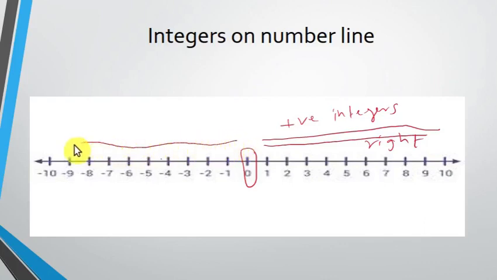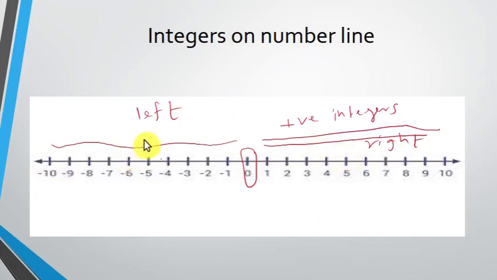-1, -2, -3 are negative counting numbers. They are called negative integers. They lie on the left side of the number 0. The number line goes to infinity in both directions.